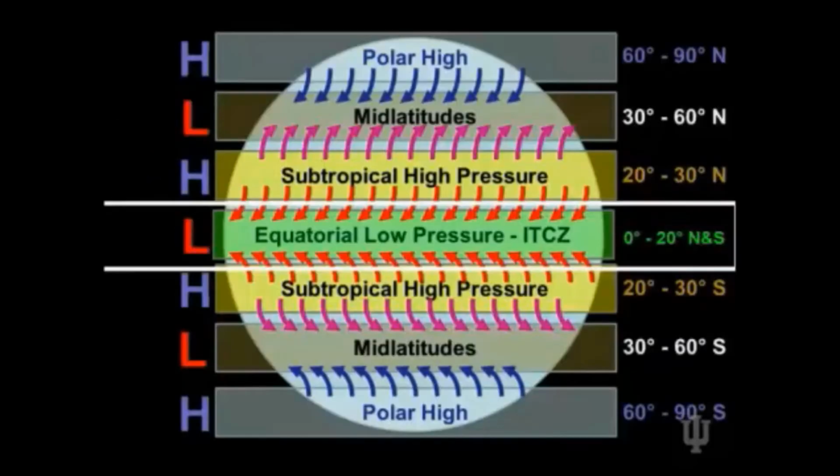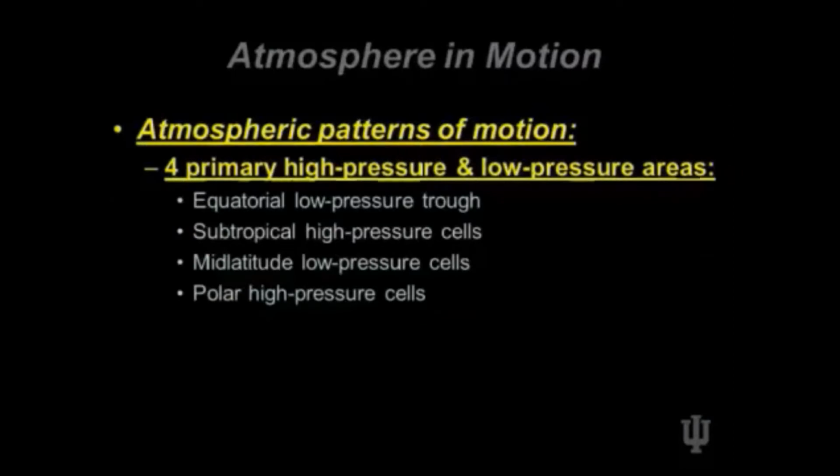So we've got these four individual pressure areas. And we're going to start off with the equatorial low pressure. So the equatorial low pressure, why is it green? Why do you think I colored it green?